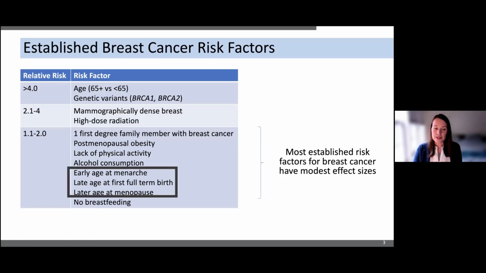Some of the established risk factors for breast cancer include a woman's reproductive history. So having an earlier age at menarche, a later age at first full-term birth, or a later age at menopause. And so these all support that hormones play an important role in breast cancer etiology and suggest a potential role for endocrine disruption. Additionally, we've long known that high-dose radiation plays a role in breast cancer risk, which supports a more global role for the environment.